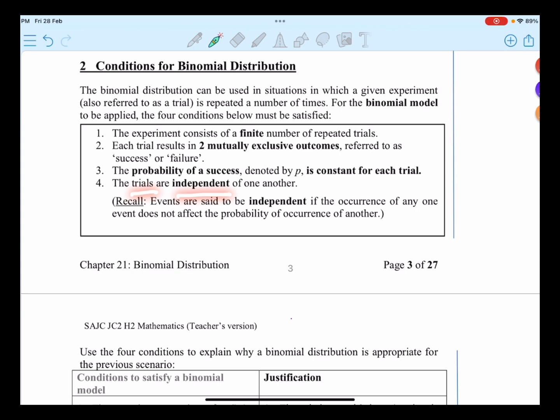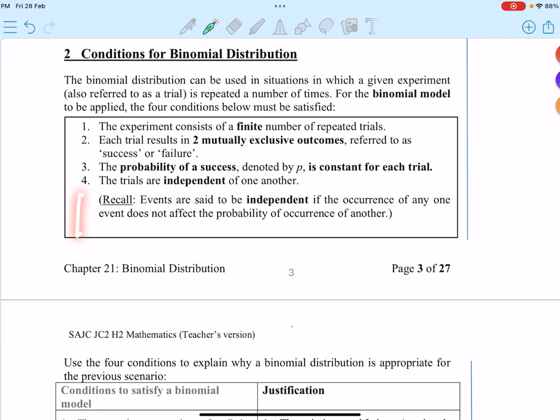So what does independent mean? Independent here means the occurrence of one event does not affect the probability of the occurrence of another. In the previous scenario, the probability of obtaining a head is 2/3 when you toss a coin. When you toss a coin once, the probability of obtaining a head is 2/3. When you toss the coin a second time, the probability of obtaining a head is still 2/3. This would mean that the events are independent, as the occurrence of any one event does not affect the probability of the occurrence of another.